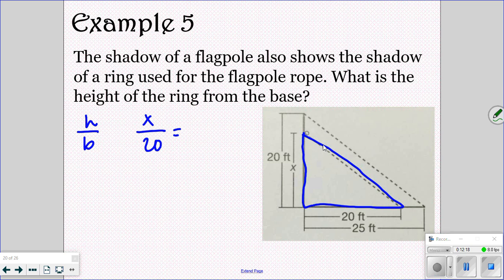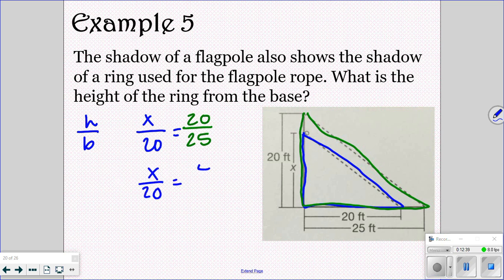And then on the big triangle, it's right here, the height is 20 and the base is 25. And so you don't have to reduce it, but I definitely think it makes it easier. 20 over 25 is 4 over 5. Then if you cross multiply, 5x equals 80, and then divide by 5, x equals 16 feet.